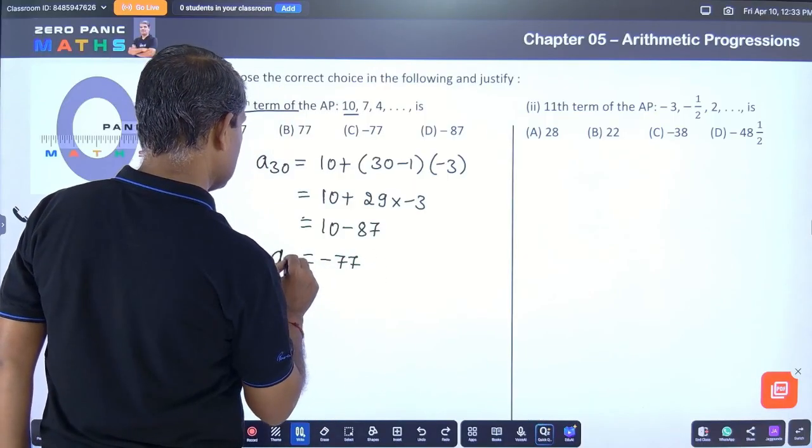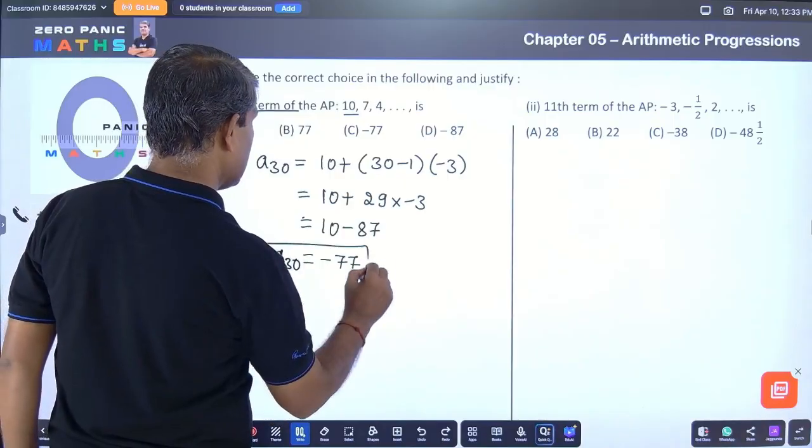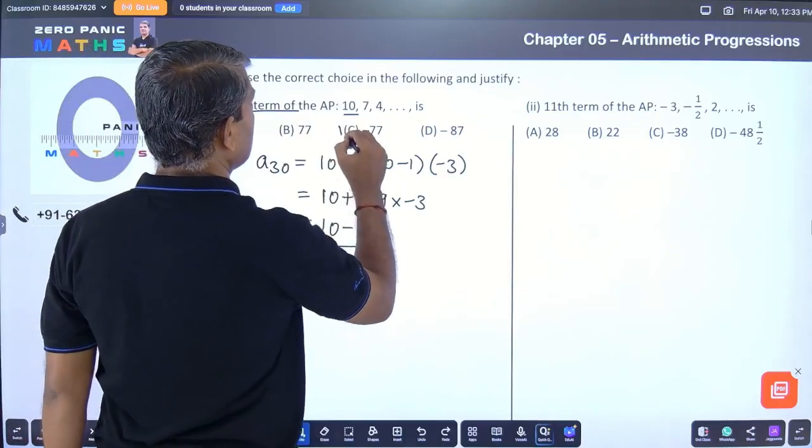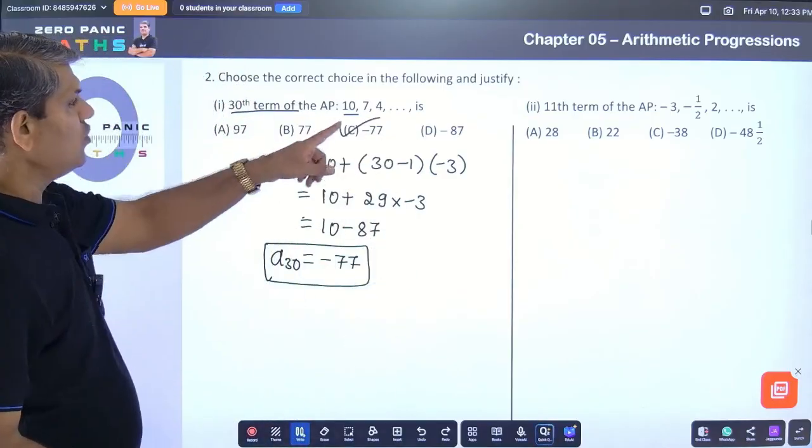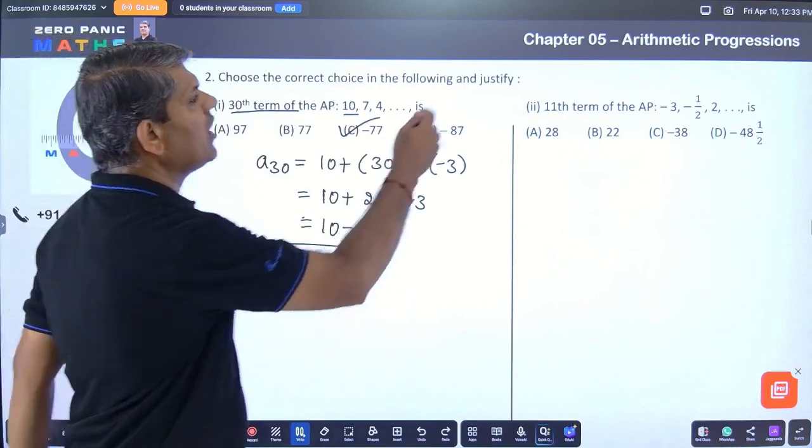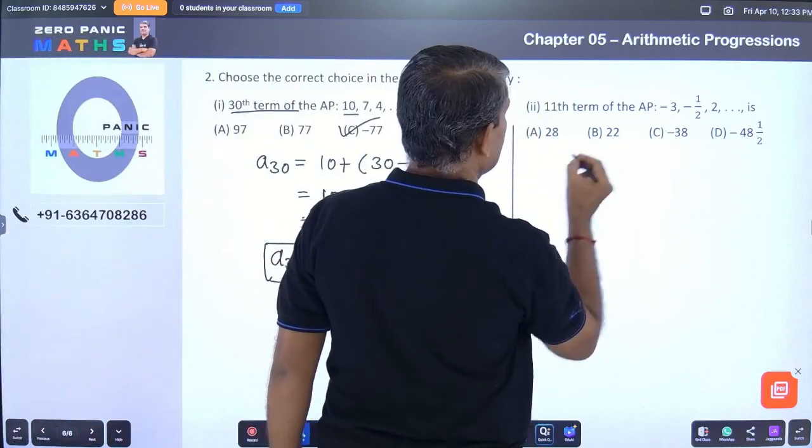And what is the option here? an is minus 77. So there is an option minus 77. C you have to mark. Similarly, you can do it here also.